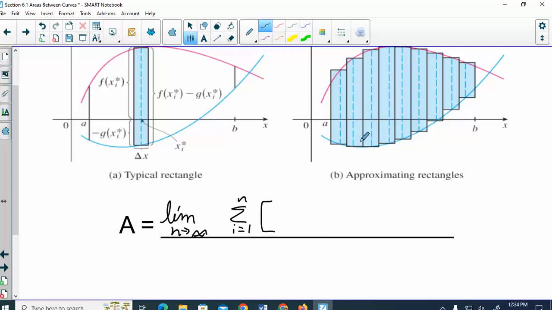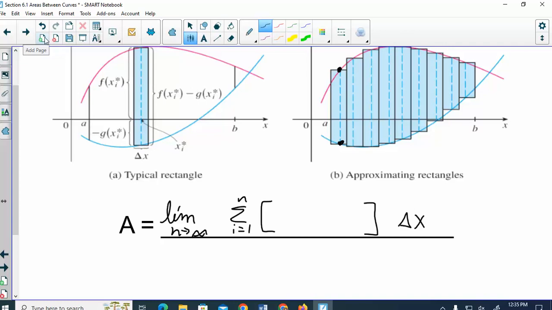Okay, length times width. So the width of all of these is the change in x. The height, you would have to do what? How would we measure the height of these? I want to know how far it is from here to here. What would you need to do?